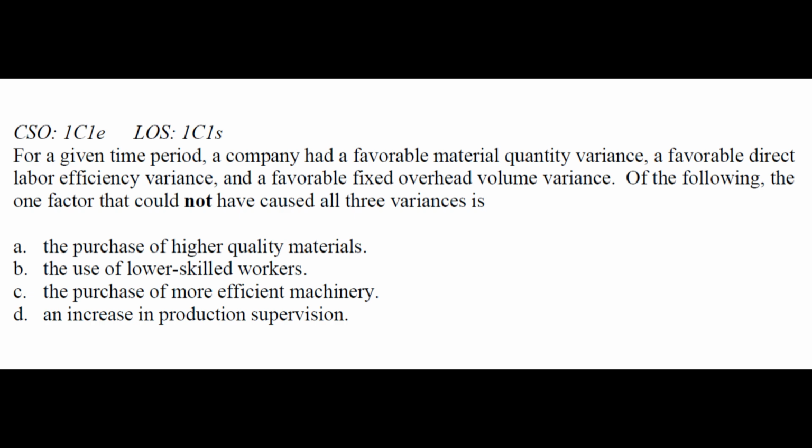D. An increase in production supervision. Incorrect. Better supervision can improve production efficiency, reduce waste, and increase output, potentially leading to all three favorable variances. Correct answer: B. The use of lower-skilled workers. Lower-skilled workers generally decrease production efficiency rather than improve it, making it highly unlikely that their use would simultaneously produce a favorable material quantity variance, a favorable labor efficiency variance, and a favorable fixed overhead volume variance.